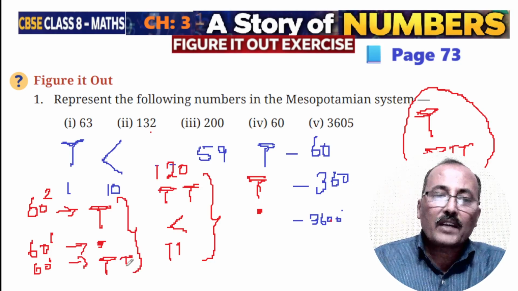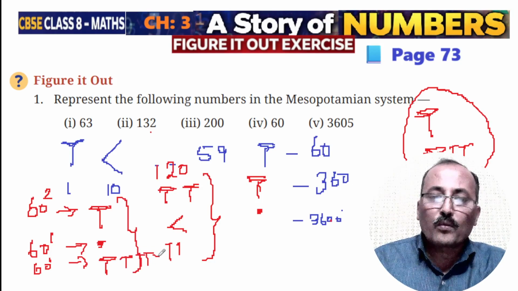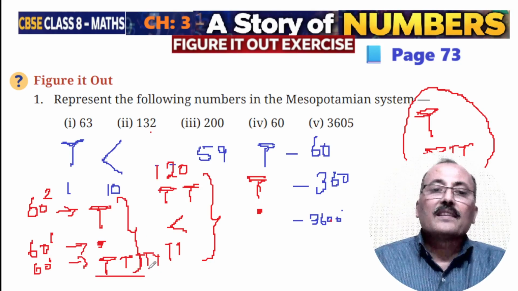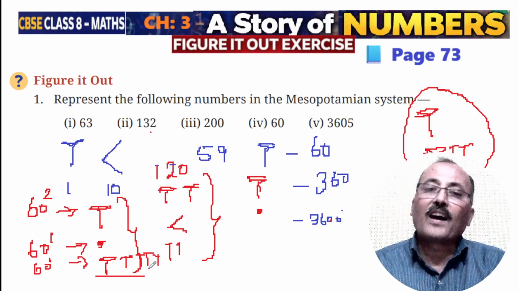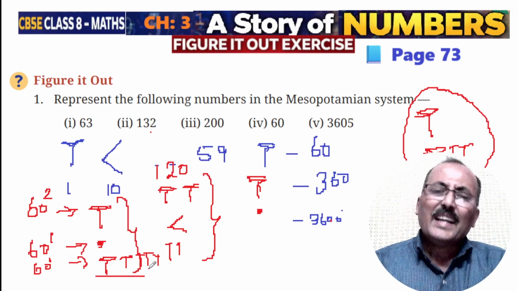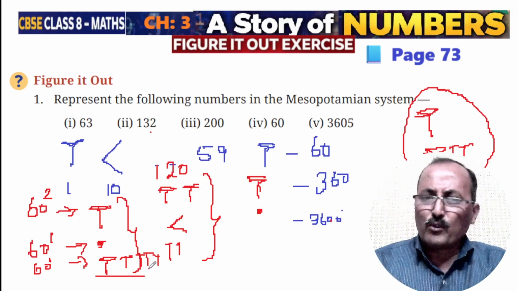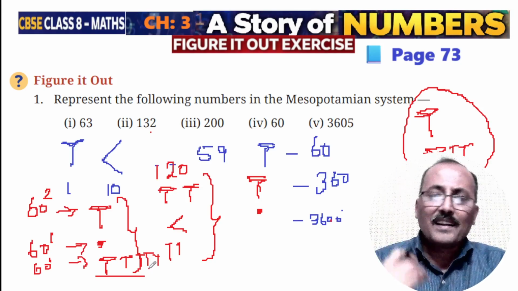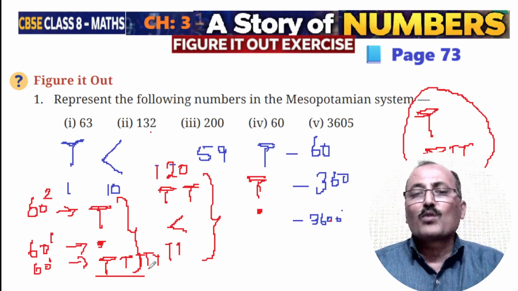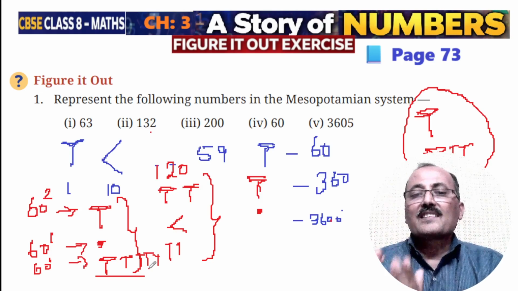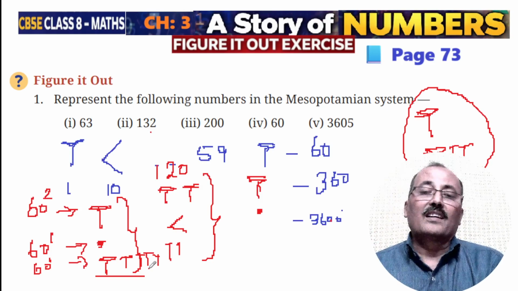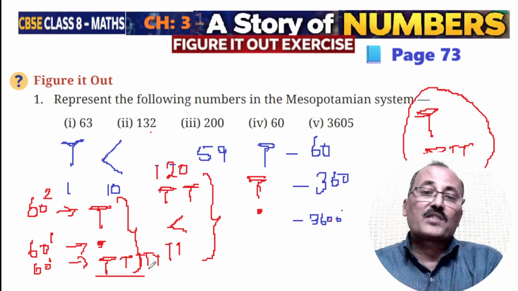That means I have to write 5. 1, 2, 3, 4, 5 symbols I have to write. This is 3605. Are you able to understand, my dear children? It's a little bit confusing, but it is clear also. Confusing means what? 60, 360, 3600. It goes on in multiples of 60.